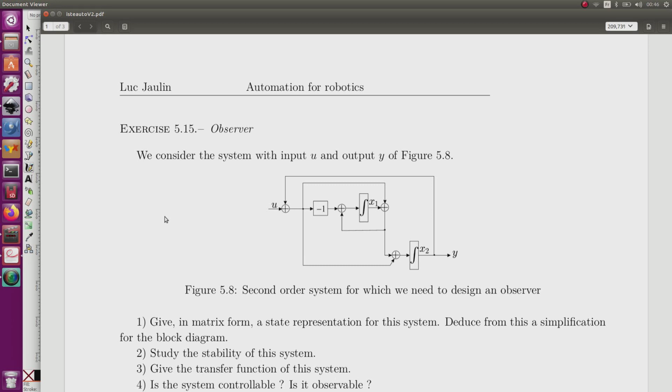Observer. I have this system with two state variables, x1 and x2, at the output of each integrator. I also have an input and an output, and the first question is to give, in a matrix form, a state representation of this system. After, the idea of the exercise is to build an observer for this.